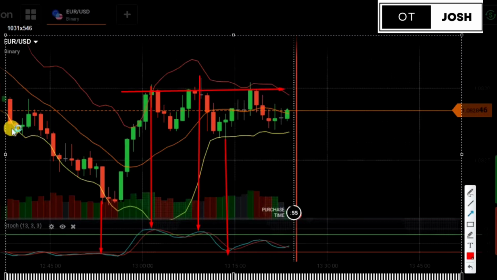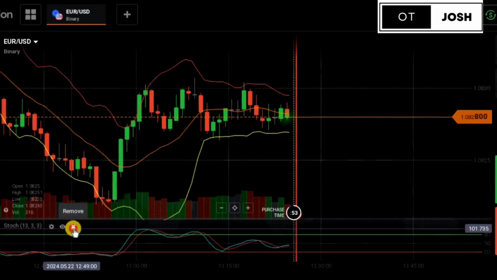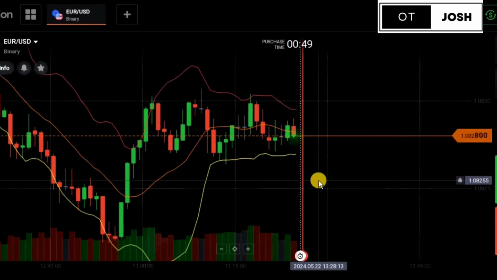If you look at the left here, you can see the same thing is happening. So with this, you can use it as a confirmation that the price is in an overbought area. The RSI is the same thing. You can use it to confirm it too.